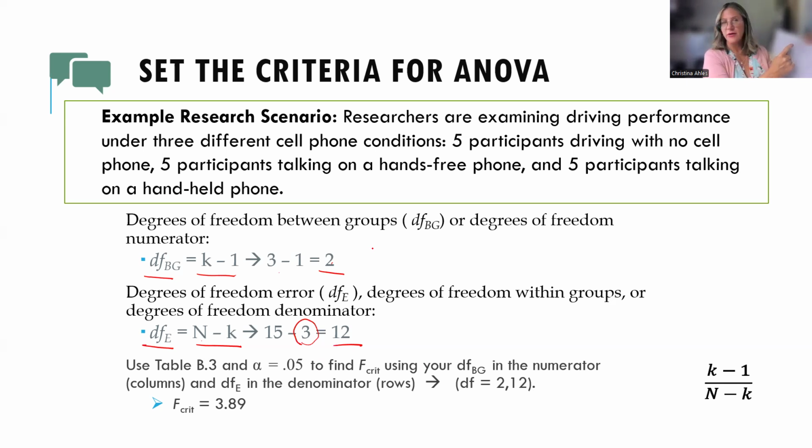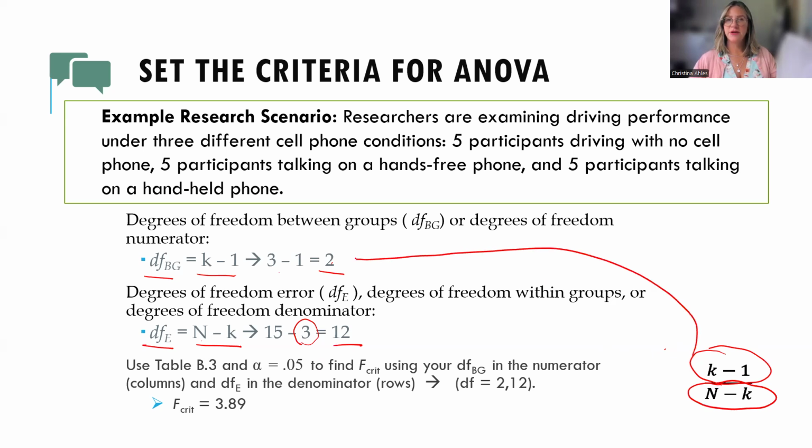The numerator is basically, as you can see, K minus 1. This N minus K is the denominator. So this is our degrees of freedom between group. This is our degrees of freedom error right here. So it's set up that way in that F distribution table.